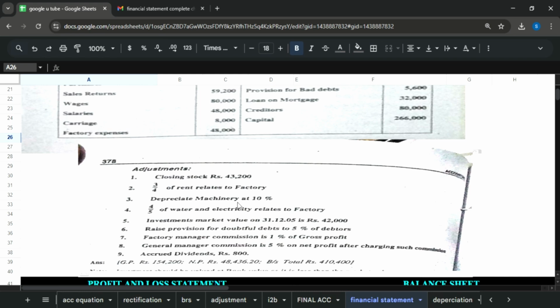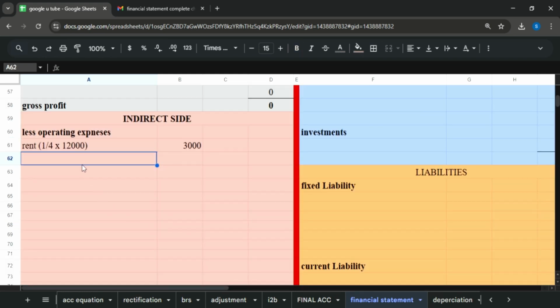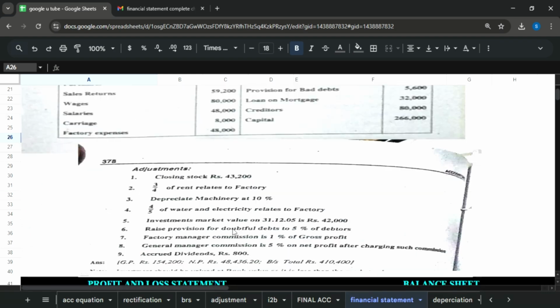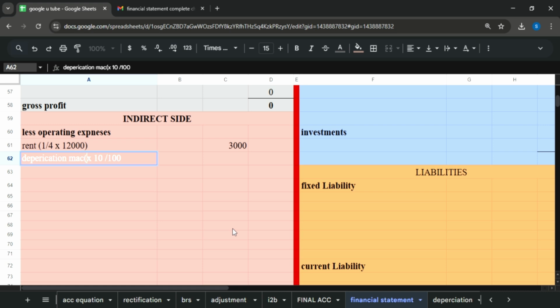Now the third adjustment is depreciate machinery. Over here, you will go to operating expenses and you will mention depreciation, and this depreciation is for machinery. Just to save space, we will just write machine, MACH, and we need to take 10%. Let's see how much the amount of machinery is. So this is machine, amount of which is 64,000. So you will be putting 64,000 and you will take 10% of the value of machine. What is 64,000? It's the value of machine and it is said to take 10% depreciation of machine.